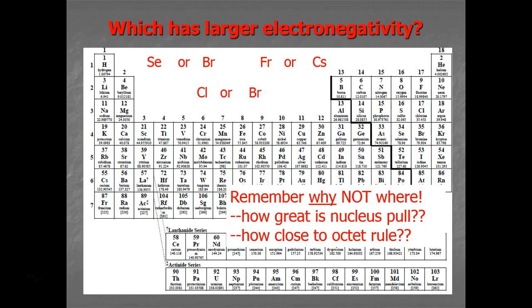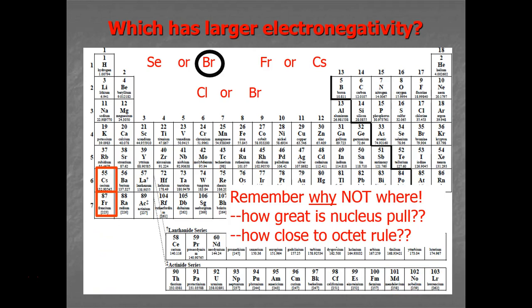So going and comparing these, as we saw here, we're going to do selenium and bromine. Bromine is further to the right, which means it's closer to being a noble gas, which means bromine is going to be more likely to steal an electron from something else, because if bromine steals an electron, it becomes like krypton. So bromine is really likely to want to steal an electron from something else.